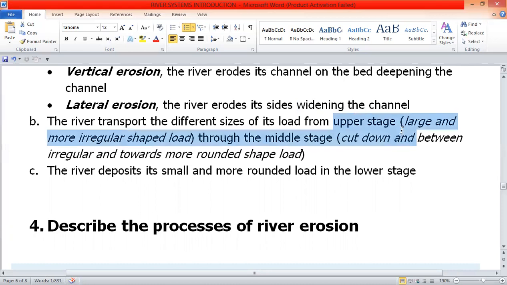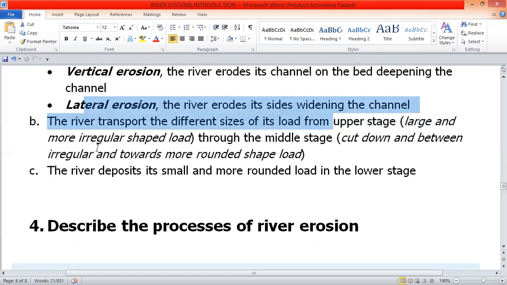At the upper stage, the size of the load is large. The shape is angular or irregular. But as you move to the middle stage, the size becomes smaller and the shape becomes more rounded. The angular shape is being reduced. Okay, that is transportation.